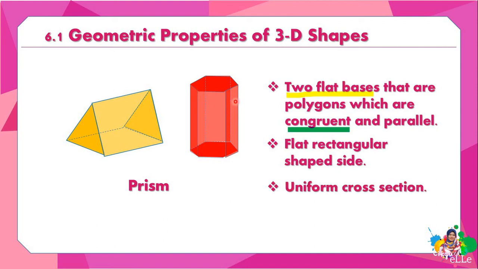The other property of prism is it has uniform cross section. What is uniform cross section? Okay, this triangle, and this triangle is the uniform cross section. Okay, you imagine you have a Toblerone chocolate. You cut and you have 2 similar cross sections.